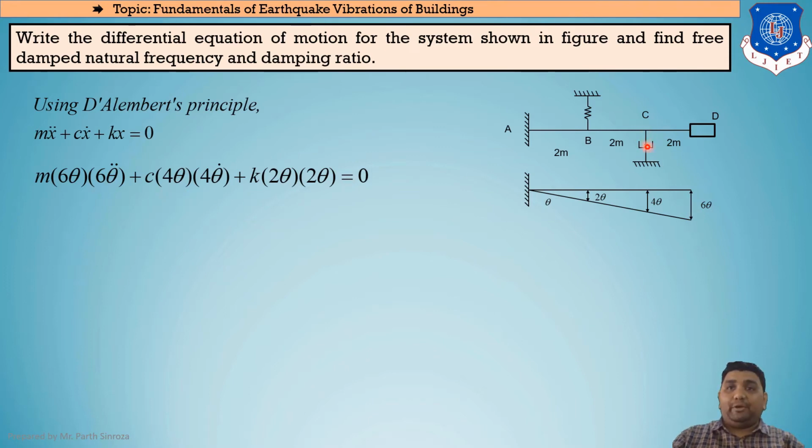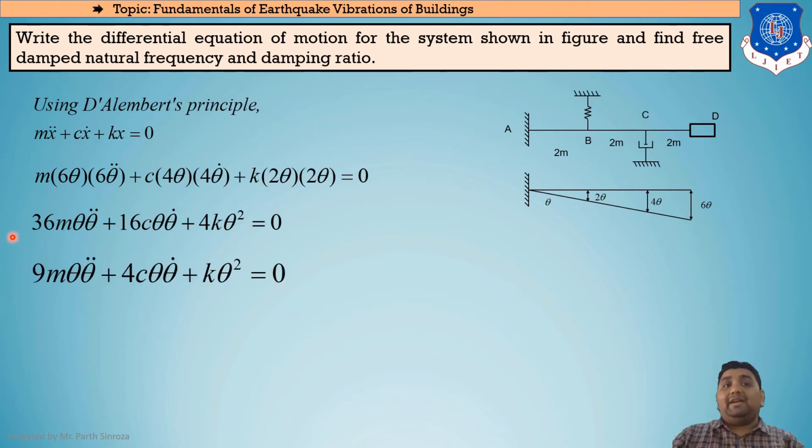C is at this point, the dashpot is at this point, and at this point the displacement is 4 theta. So the c x dot term will be 4 theta into 4 theta dot, plus k, the stiffener, is located at point B, and at point B the displacement is 2 theta. So it will be plus k, 2 theta into 2 theta. Now solving it, we get this equation: 36 m theta into theta double dot plus 16, that is 4 into 4, 16 into c into theta dot plus 4 into k into theta square equal to 0. So this is the equation that we are getting.